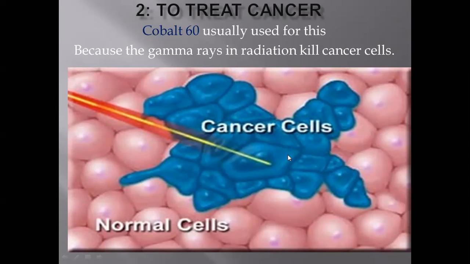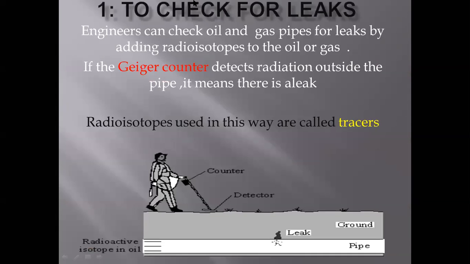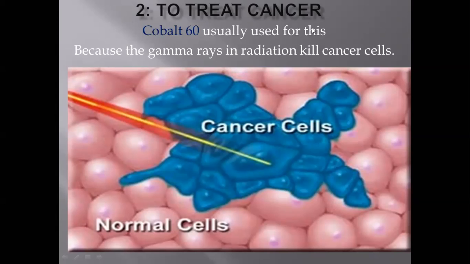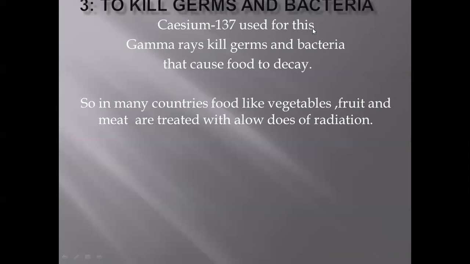So Abdullah, can I ask you how many uses for radioactive isotopes? What is the first one Kareem said here? Number one, to check for leaks. Second, to treat cancer. The third one, to kill germs and bacteria.